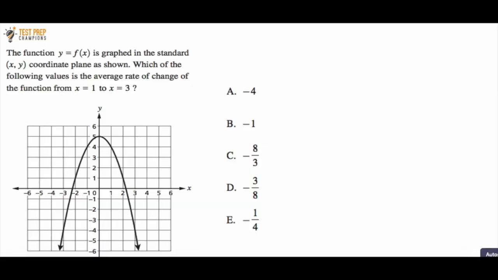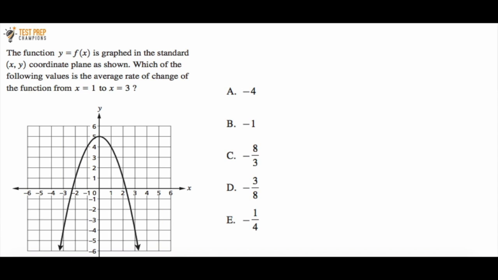The function y equals f of x is graphed in the standard xy coordinate plane as shown. Which of the following values is the average rate of change of the function from x equals 1 to x equals 3? Is it A, -4, B, -1, C, -8 over 3, D, -3 over 8, or E, -1 over 4? Let's have you pause the video, try this one out, and then when you're ready, as always, we'll go over the answer.